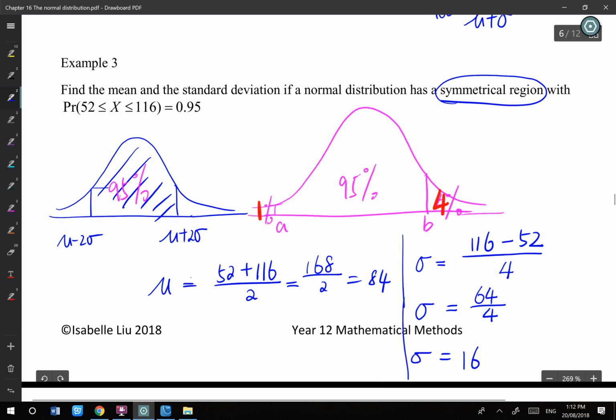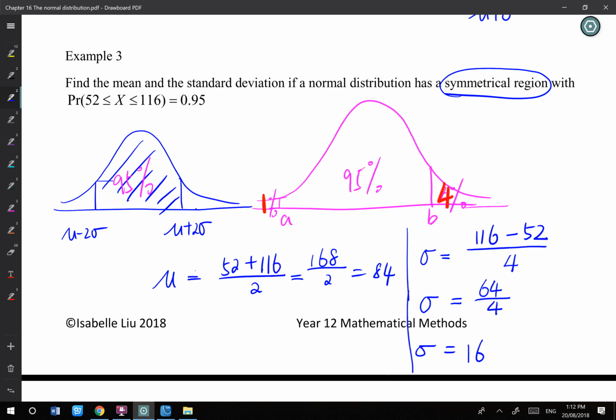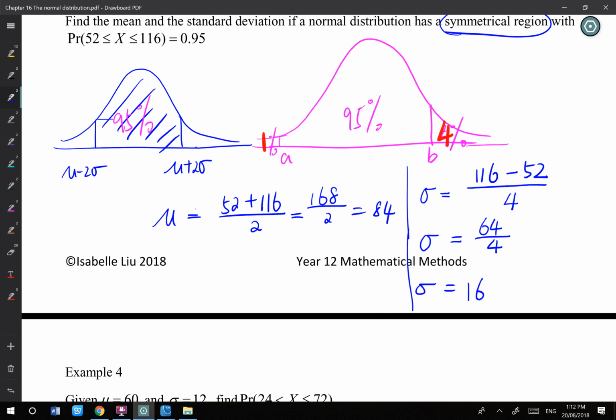Okay, that's it. So mu is 84 and standard deviation is 16. Because you know that it's in between 2 standard deviations, and then the mean must be in the middle. So we calculate the midpoint, and then we calculate the distance in between the 2 values. And you know there are 4 standard deviations covered, and divide by 4 you have your standard deviation. It's not a trick question. Very easy one. Just rely on your basic understanding of normal distribution.